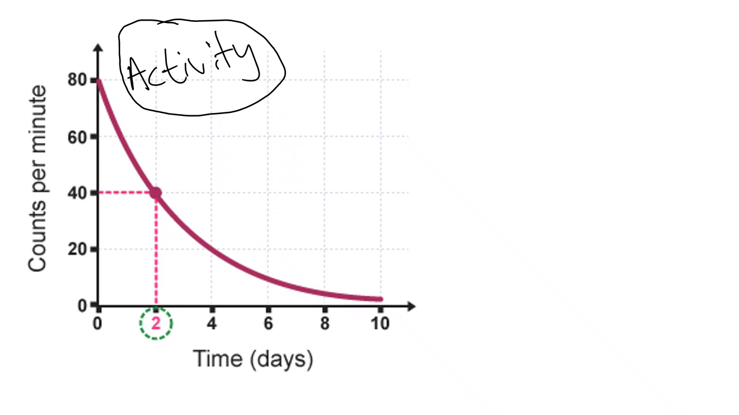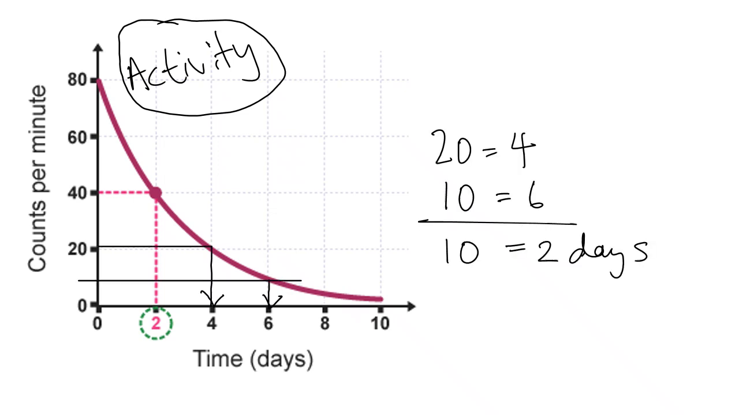So also, the activity is halved, right? Let's just say that the half-life is 2 days. Every 2 days, the activity is halved. So 40 becomes 20 after 2 days. 20 becomes 10 after 2 days, right? So you can do 20 and 10.